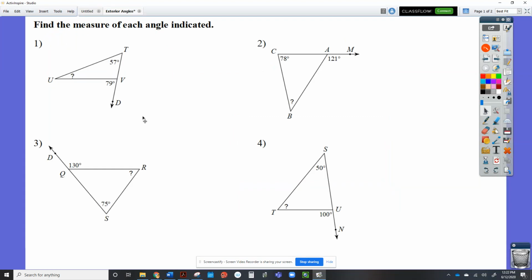Okay, as promised, I'll do some triangles together, and I'm going to help you be sure that you know how to identify your remote interior angles. So here's the process you should go through. I want to pick a prettier color. Let's go to the exterior angle.